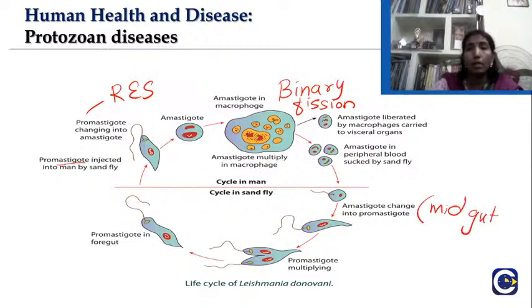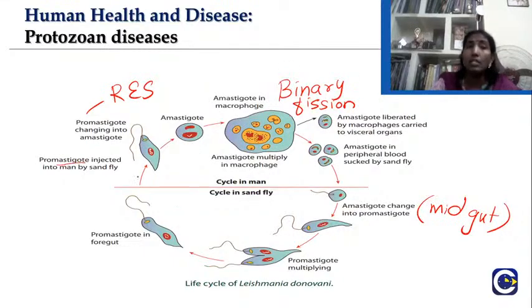This is a very important MCQ question once they have asked in the AIIMS paper. So the amastigote will change into the promastigote form in the midgut. Now this promastigote will again keep on dividing, and this promastigote will be there in the foregut. Again this will be injected into the human and the cycle will continue. Please children, make a note of it.